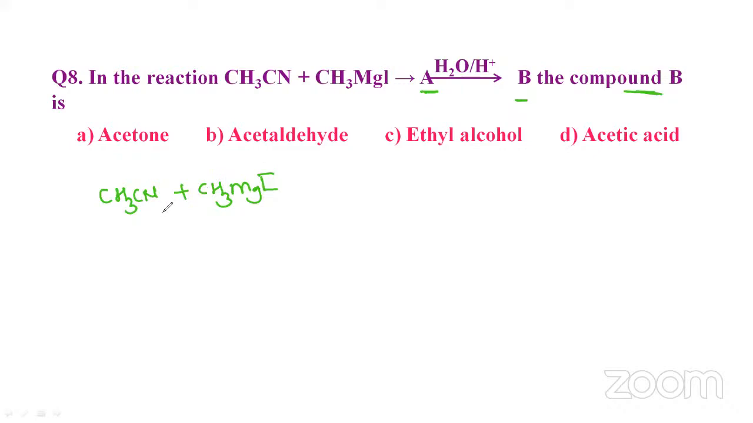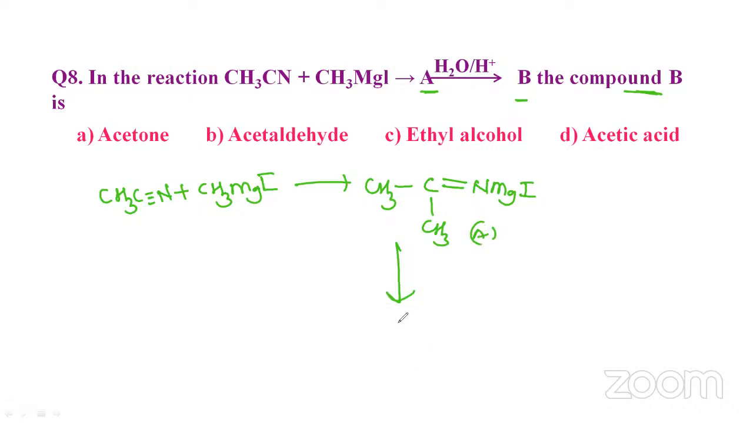Okay, so how is it? Acetonitrile plus CH3MgI gives you CH3C, across this triple bond. I'll write it more clearly. N. So how will it be? Across this C, CH3 is added, and across this N, MgI is added. So this is our A.